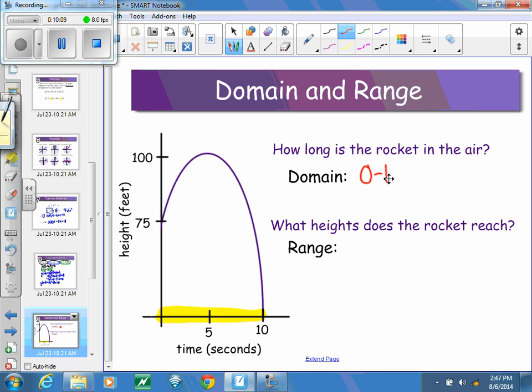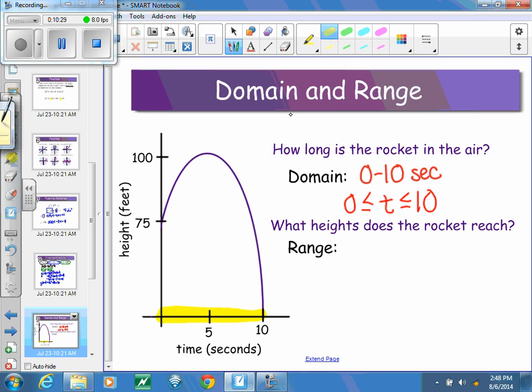So usually people are going to say, okay, it took 0 to 10 seconds, so that's the domain. What we just want to do here is put it as an inequality instead. So time, usually represented by t, is greater than or equal to 0, less than or equal to 10, and there's our domain. It's the values of the x.